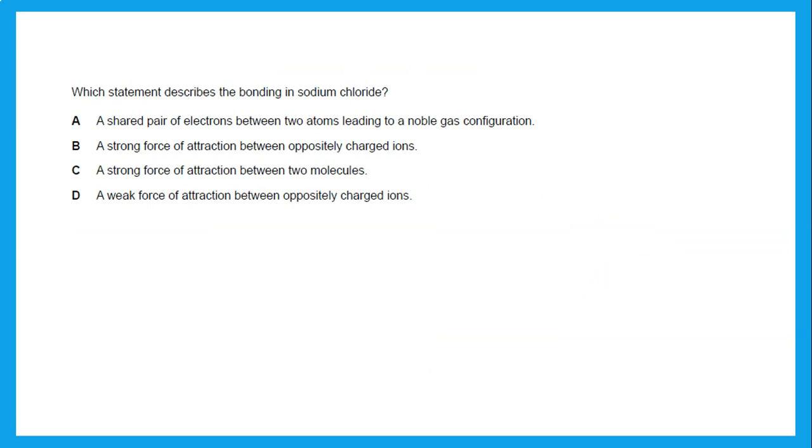Which statement describes the bonding in sodium chloride? Again, we're going to think, is sodium chloride what? It's metal and non-metal. That means we're talking about ionic bond. And we said, what is the ionic bond? It is strong force of attraction between oppositely charged ions. Can you see that that's our answer?